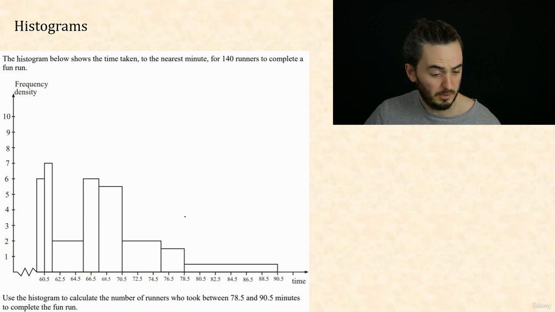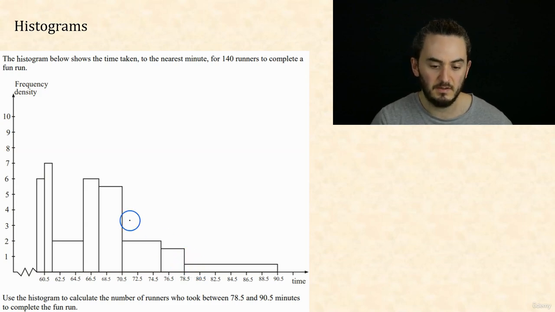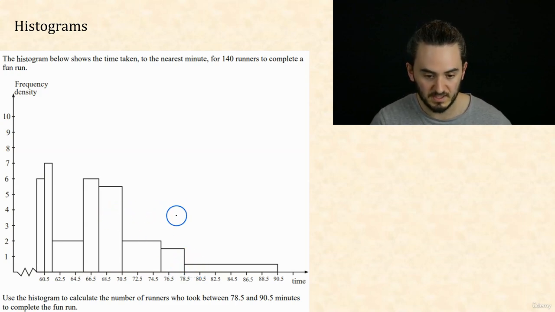Alright, so this is a kind of horrible looking histogram because of this nasty looking x-axis with all of these 0.5s all over the place. Now, the first thing we need to do is establish what's the connection between the area and the frequency.